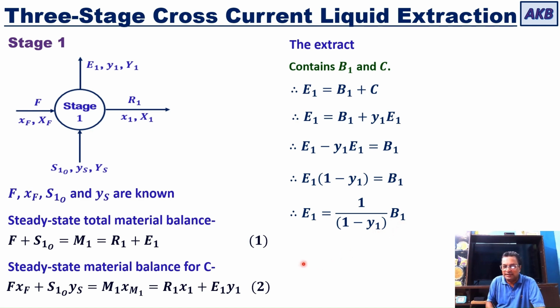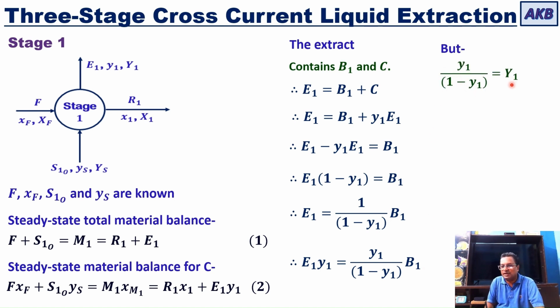Then let us multiply on both the sides with small y1. So it will be E1 into y1, that is equal to Y1 upon 1 minus Y1 into B1. But Y1 upon 1 minus Y1 is capital Y1. That means E1 into small y1 can be replaced with B1 into capital Y1. And that we are going to do at the end of our discussion for stage number 1.